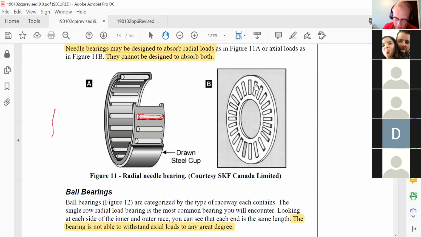The other type of needle bearing, this picture B, who has ever seen something like this? Inside the tool that I use to put the trifunctional bushings in. Yeah. What do they call this? There's a special name for it. It is called a thrust washer, is what it is called. And you're absolutely right.